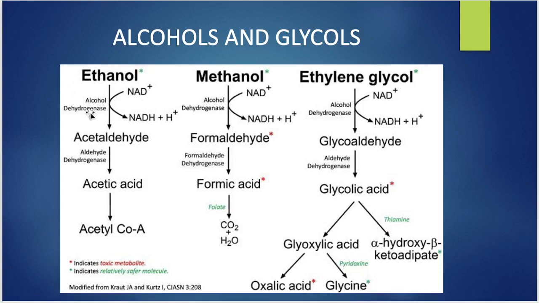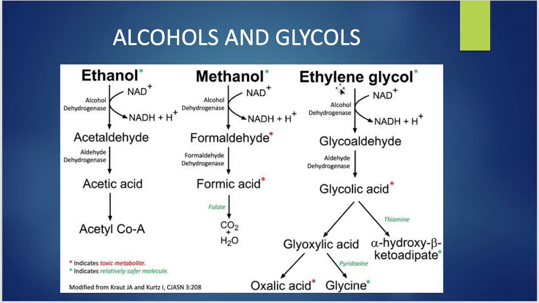Your ethanol becomes acetaldehyde by the action of your alcohol dehydrogenase. Your acetaldehyde by the action of your aldehyde dehydrogenase becomes your acetic acid, then converted into acetyl-CoA. Your methanol, on the other hand, same alcohol dehydrogenase to form your formaldehyde. By the action of your formaldehyde dehydrogenase, it becomes your formic acid. But take note, formic acid and formaldehyde is very toxic.